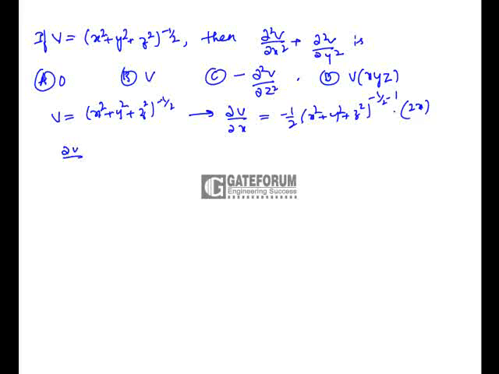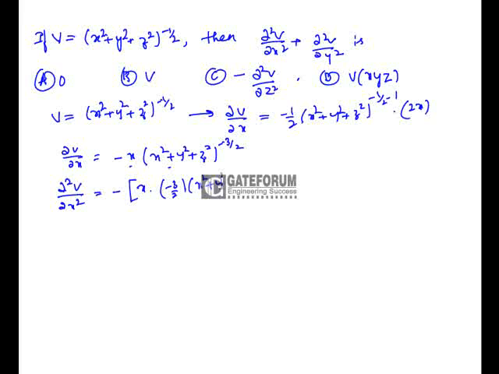So dou v by dou x is nothing but minus x times (x square plus y square plus z square) whole power minus 3 by 2. Now as we need dou square v by dou x square, we'll differentiate it again. If we differentiate it again partially with respect to x, this will be dou square v by dou x square. Now as we have two functions, we'll use the UV rule. X into differentiation of this is minus 3 by 2 into (x square plus y square plus z square) raised to the power of minus 3 by 2 minus 1, into differentiation of x square plus y square plus z square, which is nothing but 2x, plus (x square plus y square plus z square) whole power minus 3 by 2 will be as it is, into differentiation of x, which is 1.